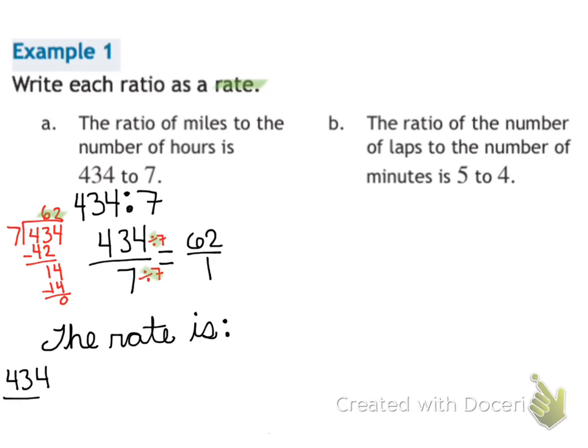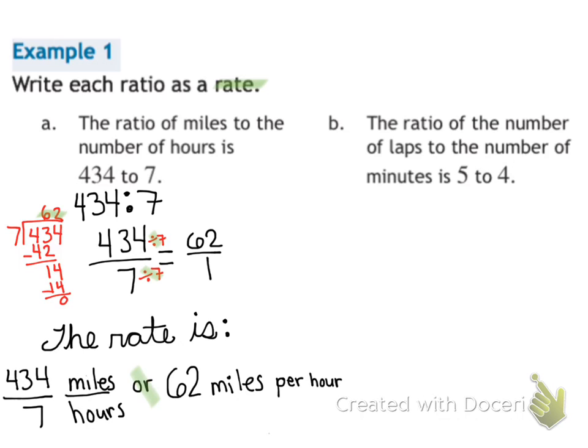So I can rewrite the rate as 434 miles to 7 hours, right? 434 over 7, that's miles over hours. Or you can reduce it and write it as 62 miles per hour.